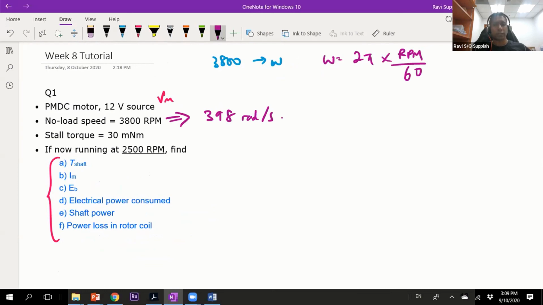Okay, so that is the first thing that we want to do. Always convert the rpm to omega. Now the next step, what's the next step? So let's look at the two sets of information we have. The first one is this, no load speed.